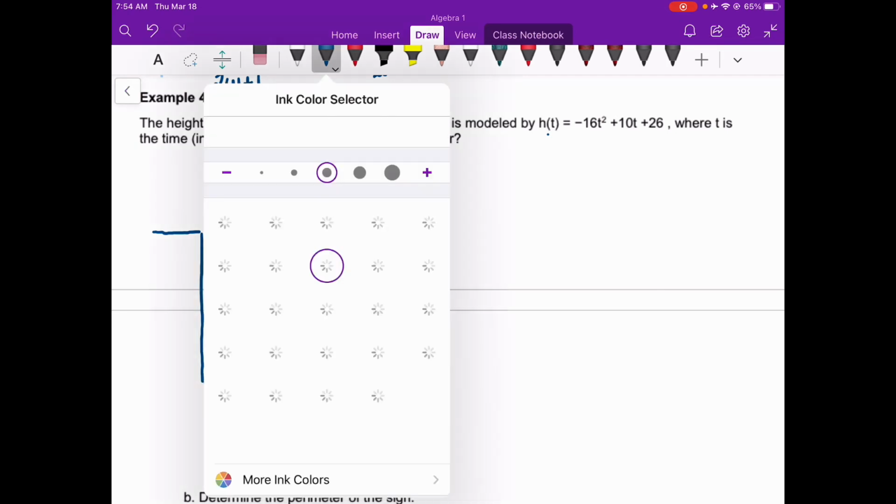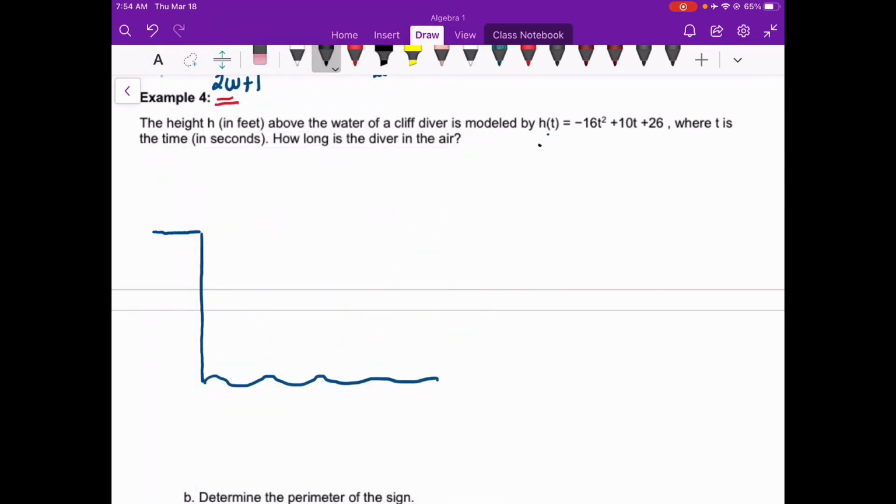So let's draw a little picture here. The diver is going to go up, and then eventually it's going to hit the water. We're about to learn about these figures in the next section. They're called parabolas. Technically it's a U shape, but I wanted to draw my cliff to show the person jumping, diving. So this right here is a little representation of my equation, which I'll show you on Desmos in a moment.